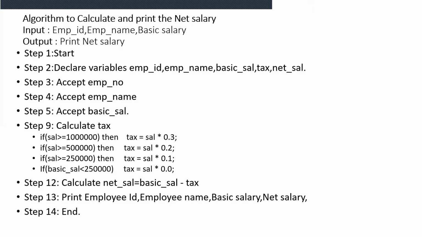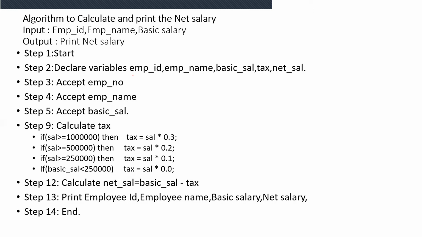So what is our aim? To calculate the tax and print the net salary. So what should be the first step? We are starting the program. Second, we are going to declare the variables. So what are the variables which we need in order to print the basic salary and the net salary of an employee?